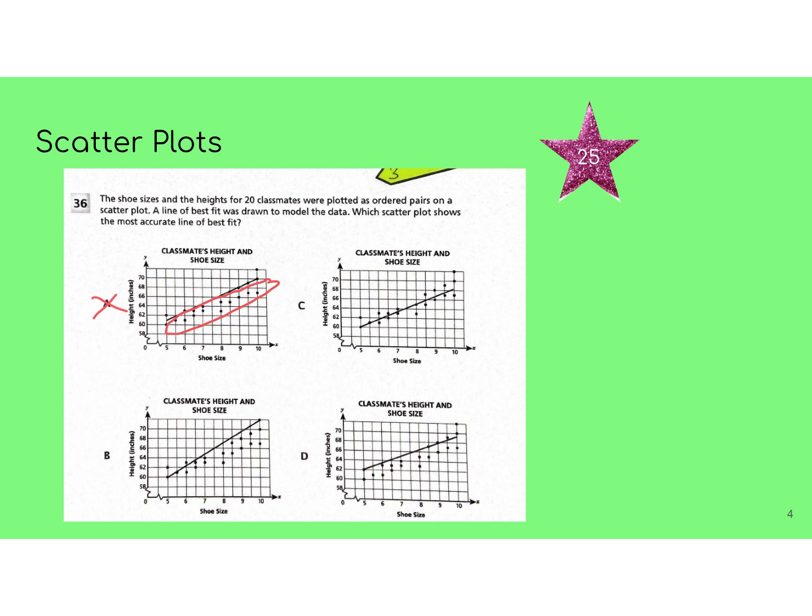And if I look down at choice D, I also see a similar thing. Most of the dots are below it. So we have a couple to choose from. It looks to me that choice B also has most of its dots below.